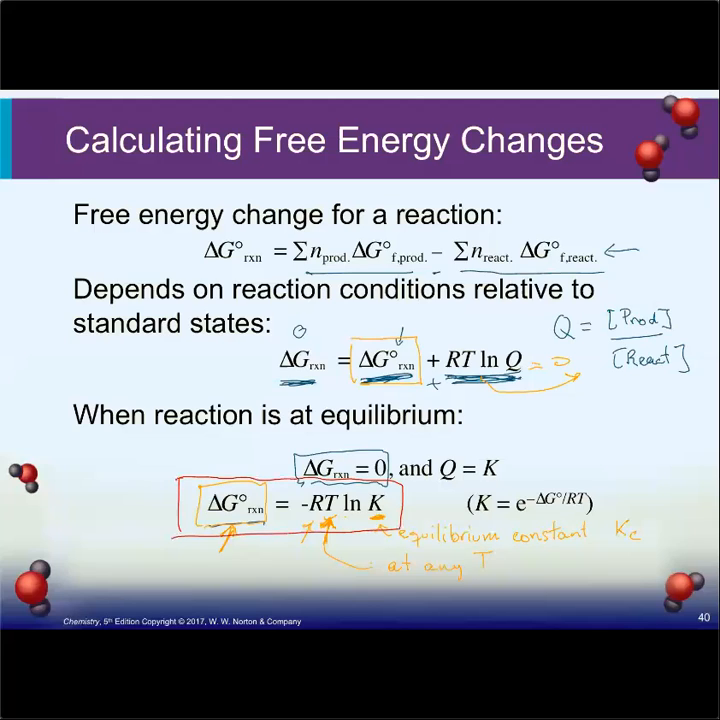Okay, and this means at equilibrium. Why at equilibrium only? Because if this would not be at equilibrium, then delta G will not be 0, and this equation here will not hold true. This equation will not be true unless it is at equilibrium.